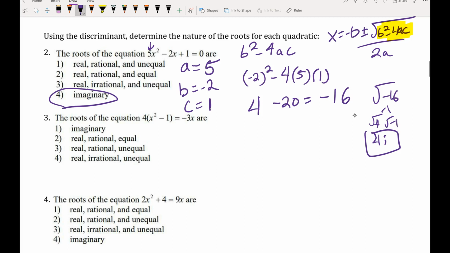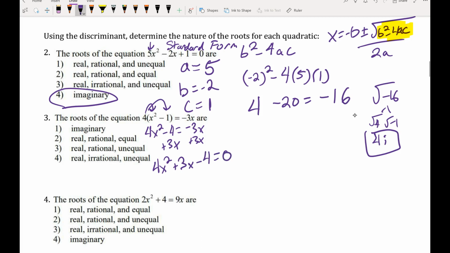For number 3, it asks for the roots of the equation again, but notice that my first one was in standard form, but this one isn't. So the first thing I need to do is try to get this quadratic into standard form. So I'm going to distribute that 4, and then I'm going to add 3x on both sides. So I write it as 4x squared, then my x term is 3x, and my constant is a minus 4. Now my quadratic's in standard form, and I could label an a, a b, and a c, and do the same thing I did for number 2.